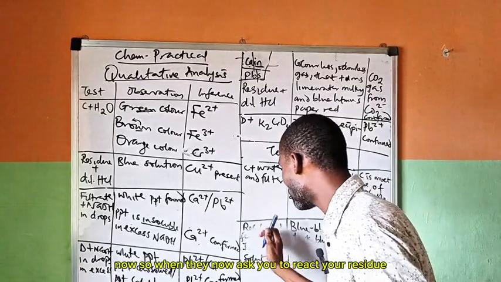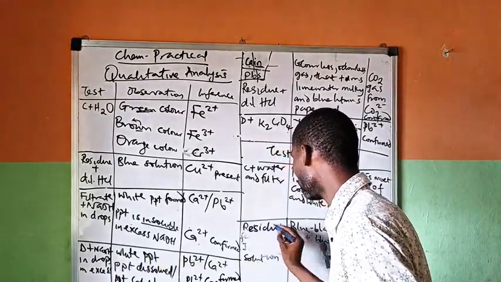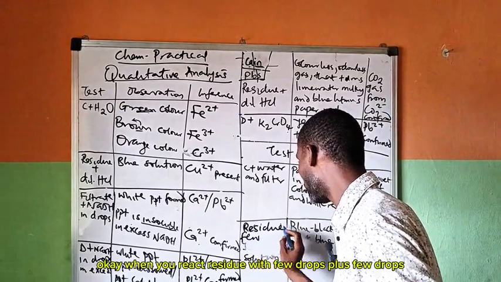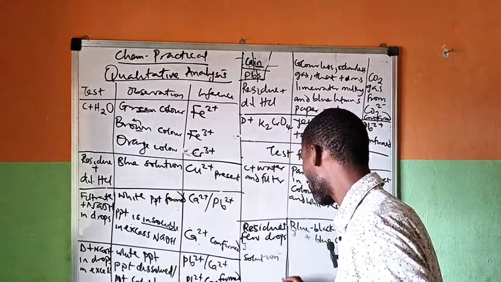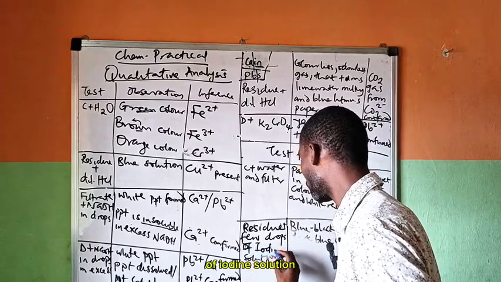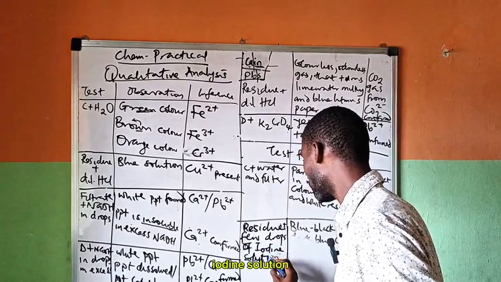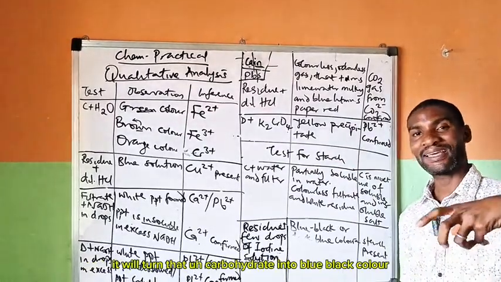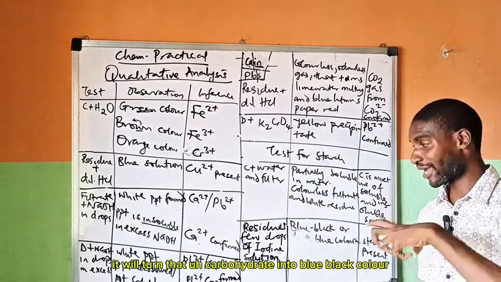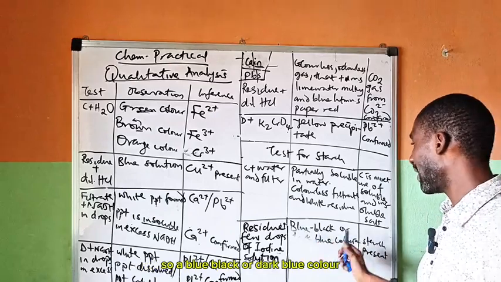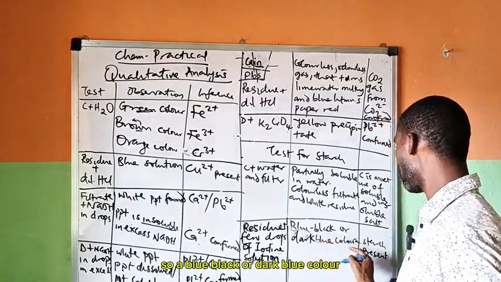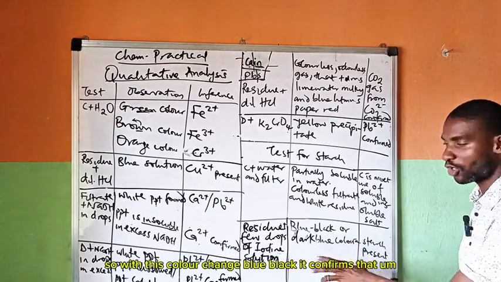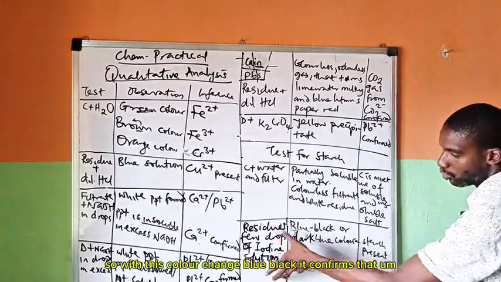Now, when they ask you to react your residue with a few drops of iodine solution, basically, iodine solution is used to test for the presence of starch. It will turn that carbohydrate into a blue-black color, or the iodine color will change to blue-black. So a blue-black or dark blue color confirms the presence of starch. With this color change, it confirms that what you have here is starch.